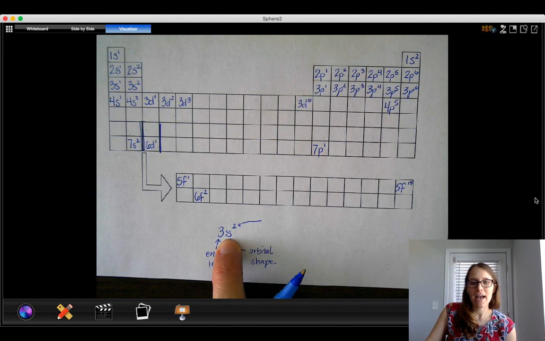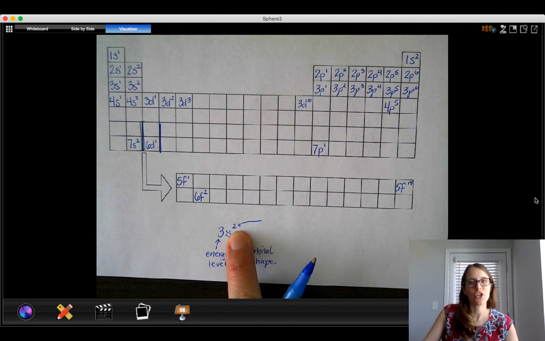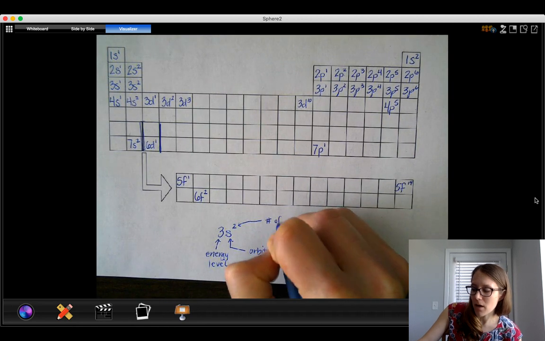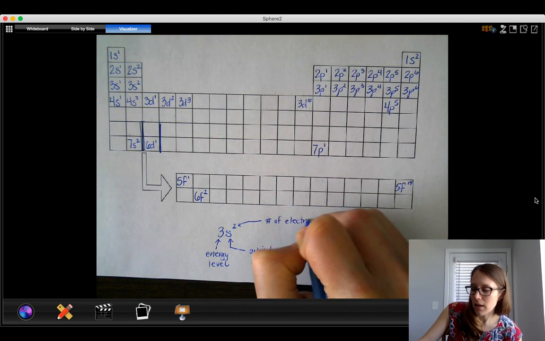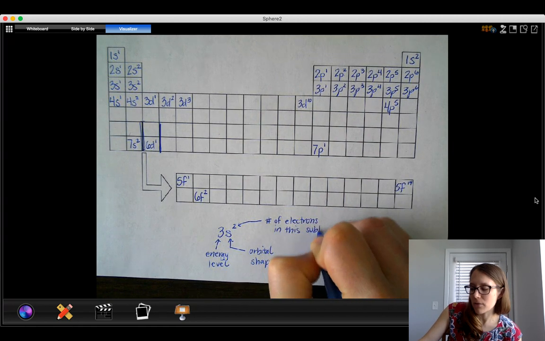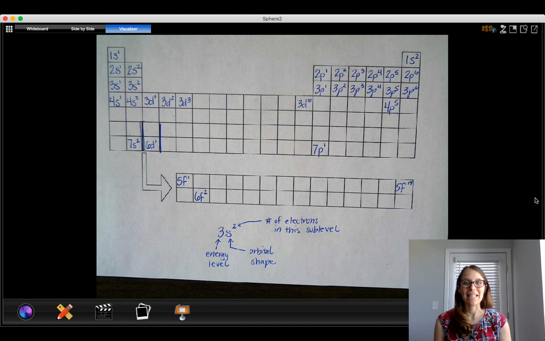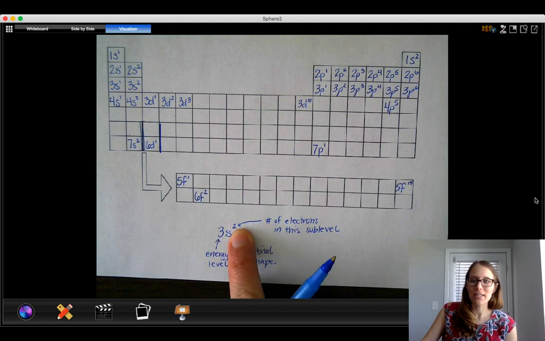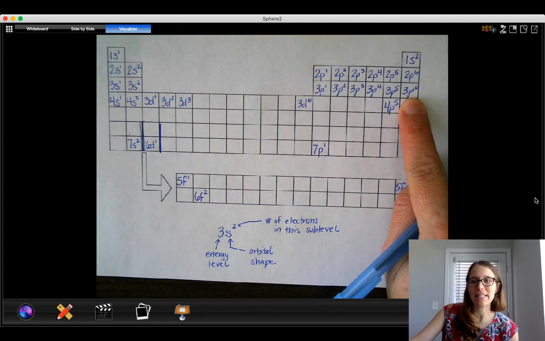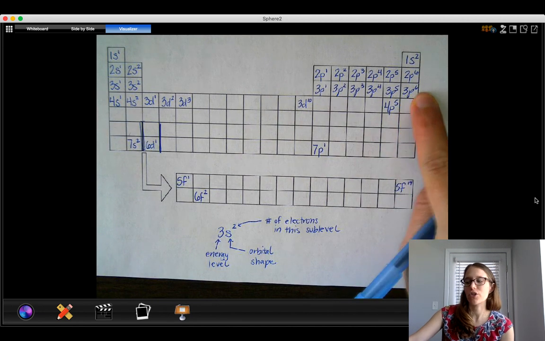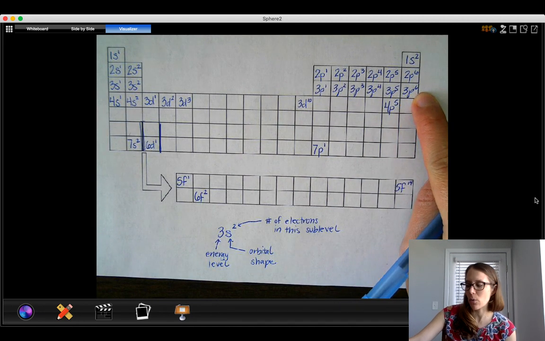So in this case, in the s orbital, it's saying we have 2 electrons that are occupying that shape. So number of electrons in this sublevel. Sublevel just means that type of orbital. So in all of the s orbitals, which there's only one at this energy level, there's 2 electrons in it. If we look at this one, 3p6, in all of those p orbitals, there's 3 different shapes. There's 6 electrons total in those p orbitals.